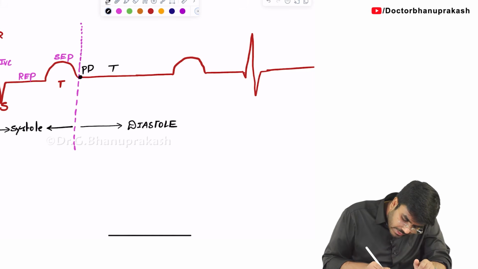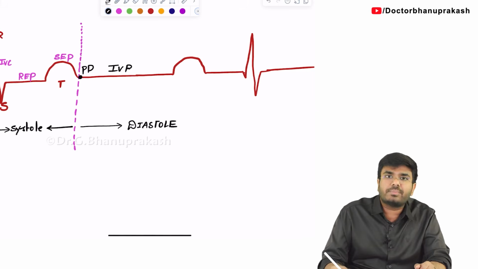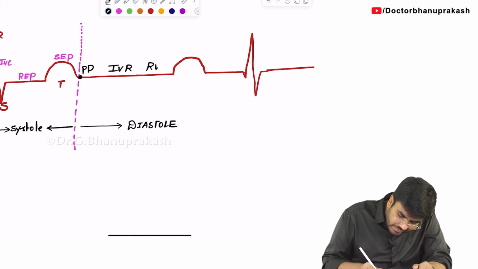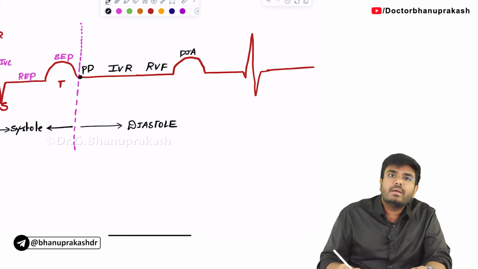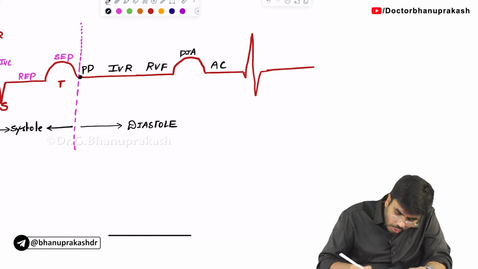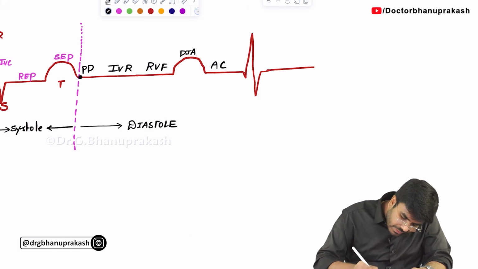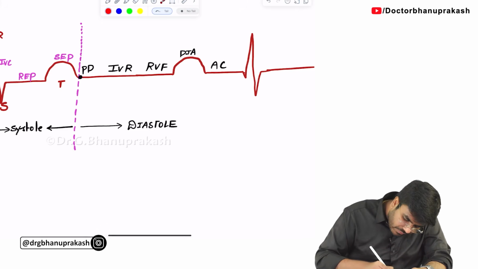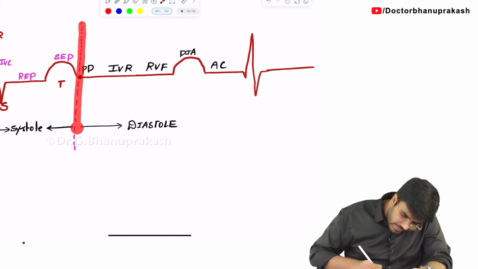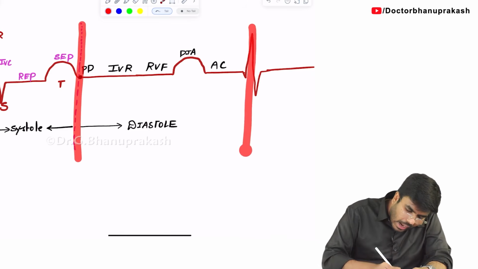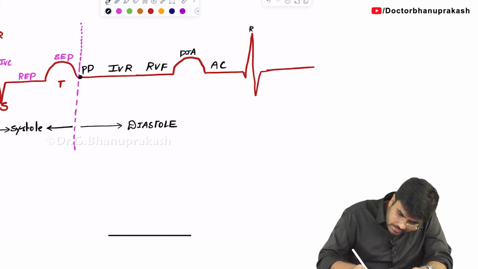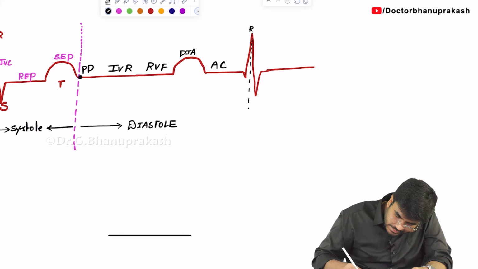After protodiastole, there is isovolumetric relaxation. There is rapid ventricular filling. There is a slow filling phase, also called diastasis. Diastasis. After that, who is going to begin? Atrial contraction, which again will begin from the middle of the P wave. So from the end of the T to one more R, I should say the middle of the R, all this area is the diastole.